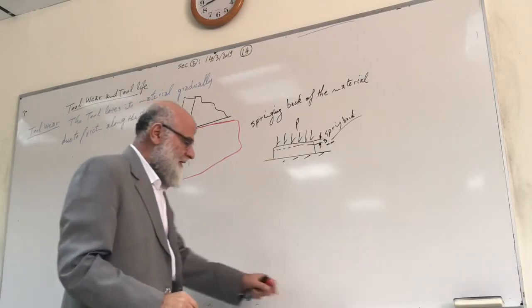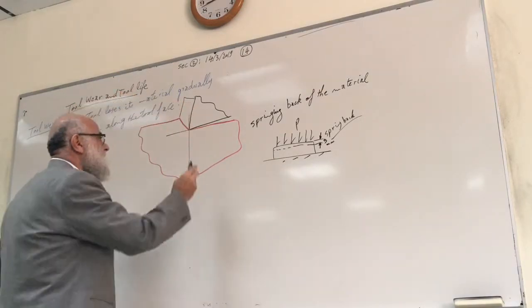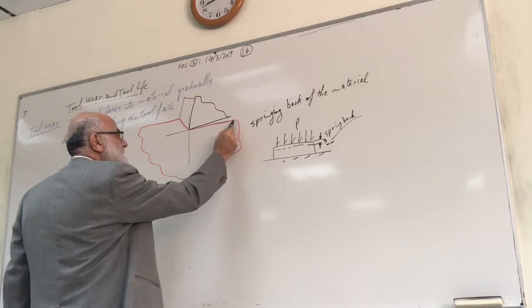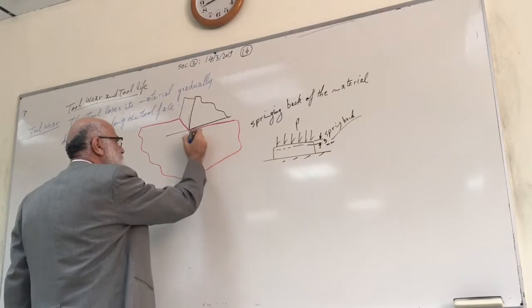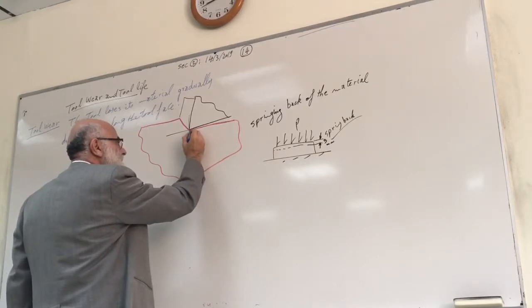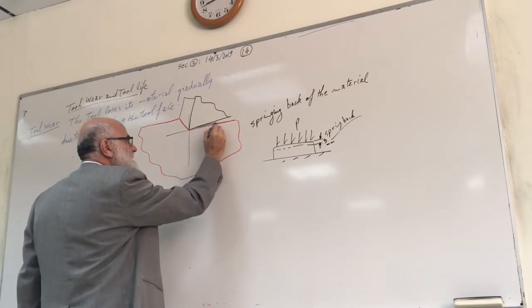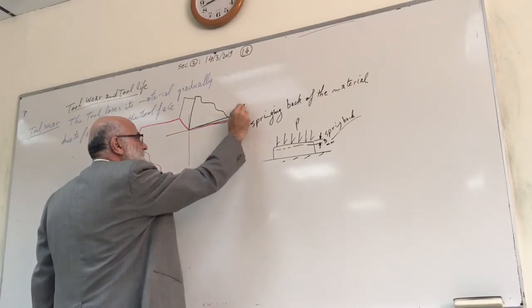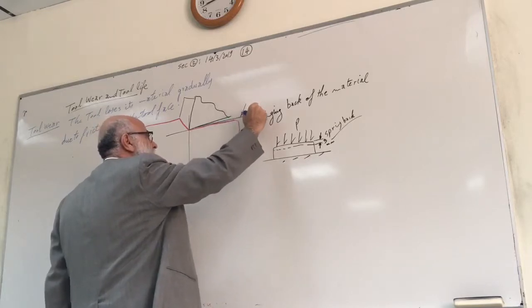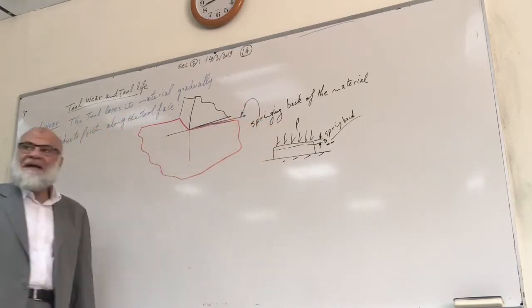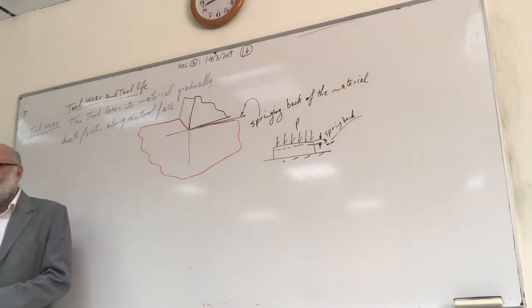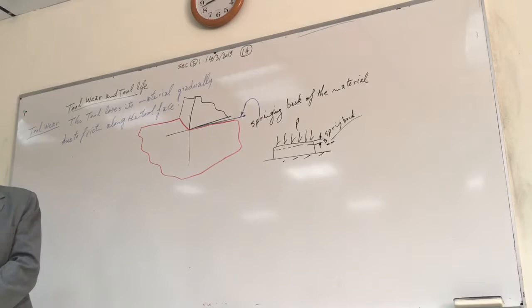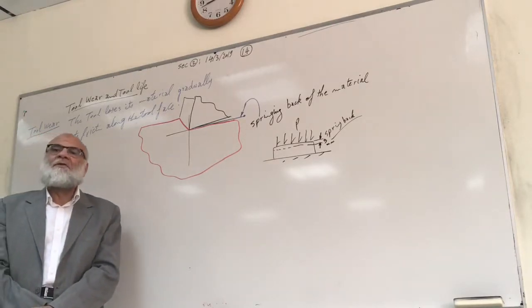Therefore, we expect the workpiece surface is not that one. Is not from the tool nose horizontally. No, it will spring back and touch the tool here and then go horizontally like this. This is the real one. This is a springing back surface. So this necessitates touch between the tool and the workpiece.